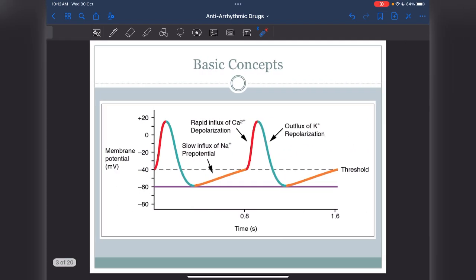Okay, now coming to the next, these are the graphs for pacemaker cells. These are the graphs for pacemaker cells, the cells of the SA node and AV node.